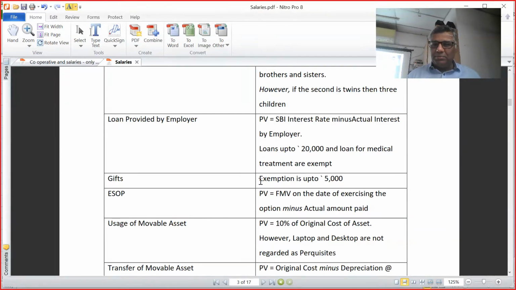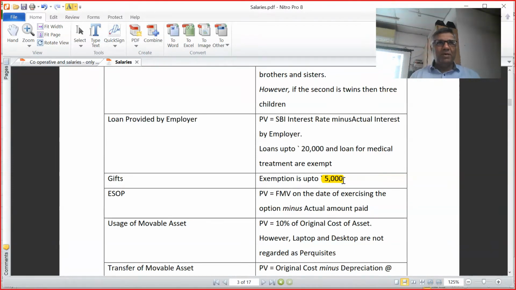Gift exempt up to 5,000. So it is not 50,000. That's what I want to tell you. There it is 50,000. Here it is only 5,000. Same exemption. What is the exemption there?